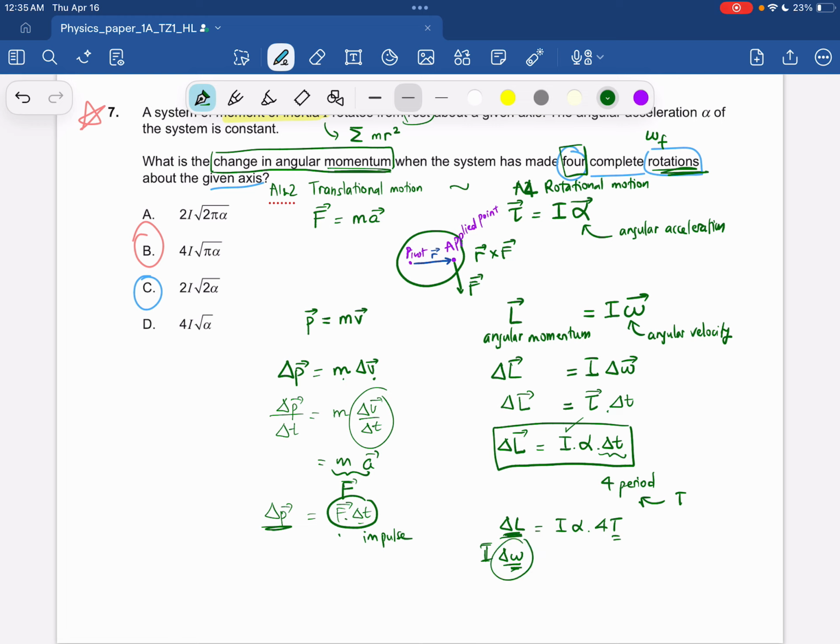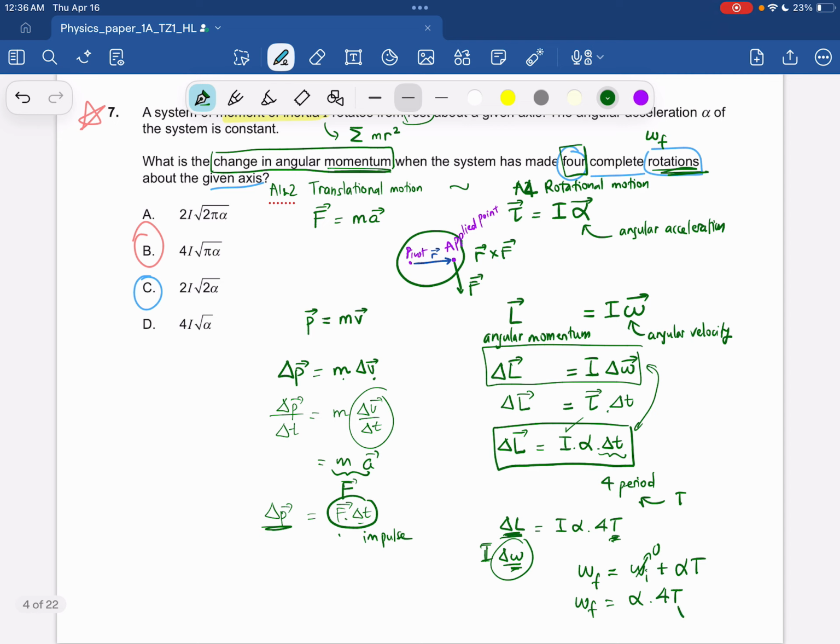We can either use this one, but we kind of get stuck at the period, right? So we can just go back to this equation. We have these two to choose, right? So in order to find the omega, do you think we can find the omega? Omega final equals omega initial plus alpha t, right? Initial is just 0, so this one just equals alpha times t.